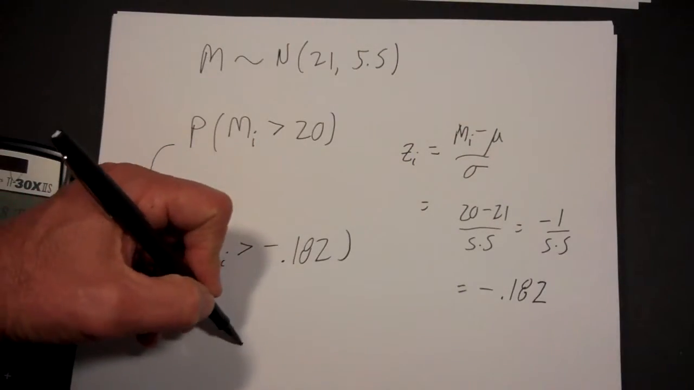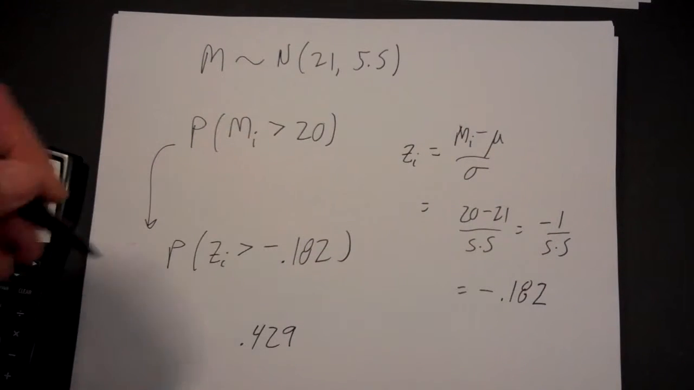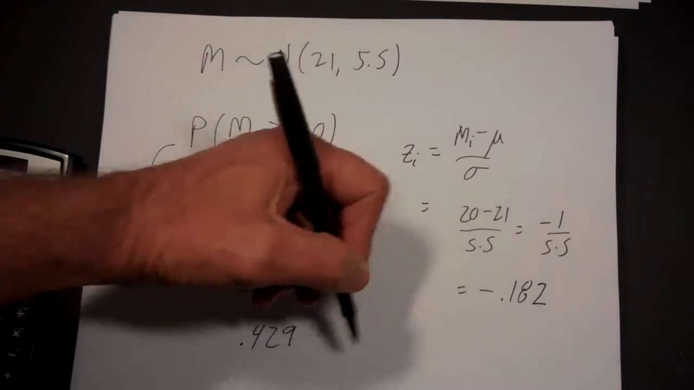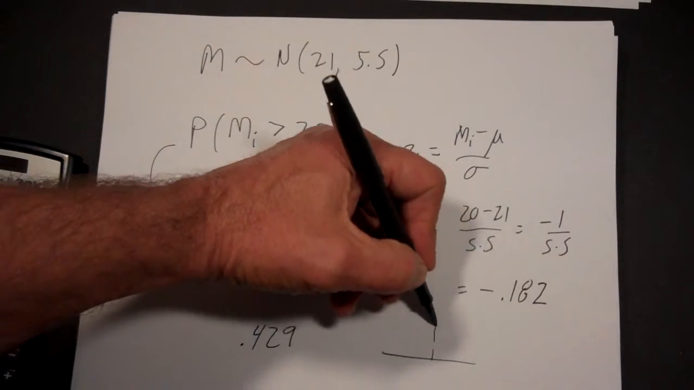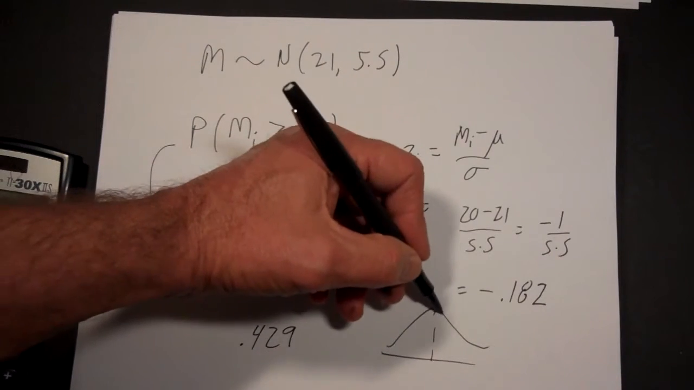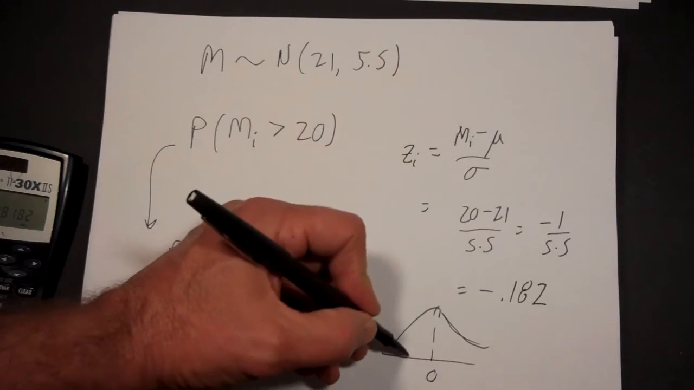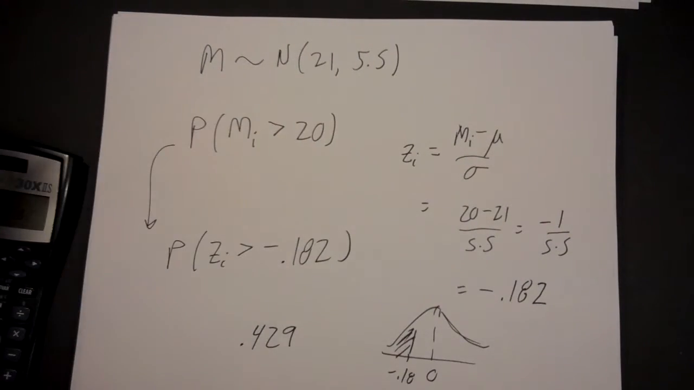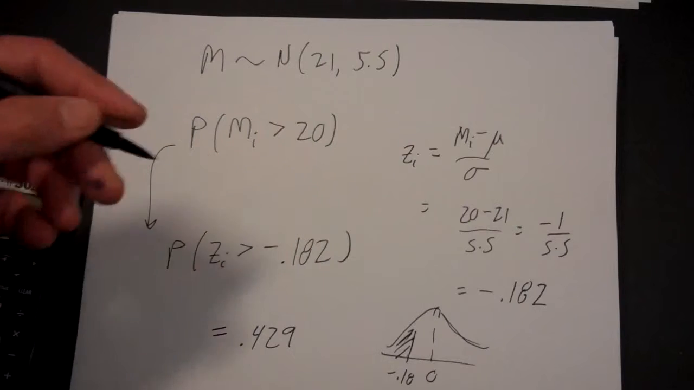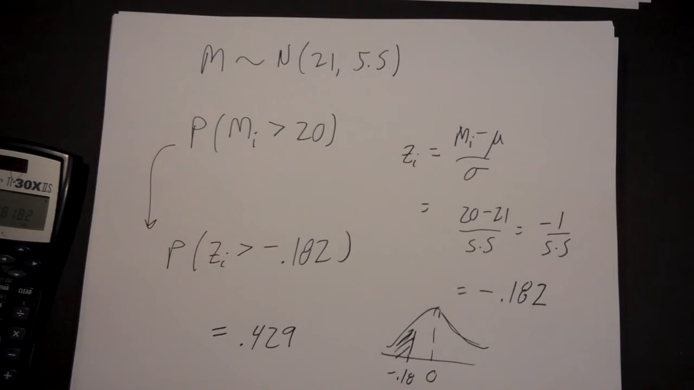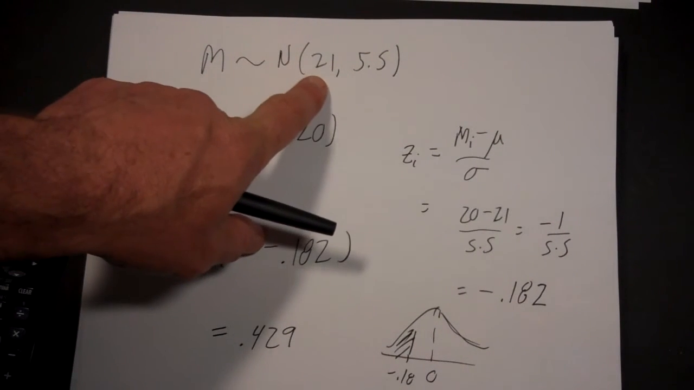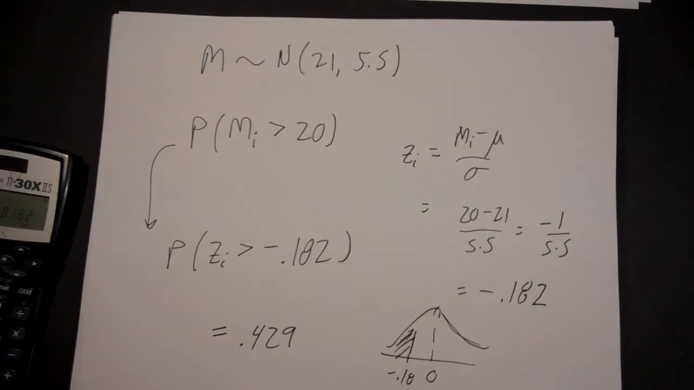So that's 0.429. Let me think about whether I want to use 0.429 or 1 minus that. I want to find the probability that it's greater. Here's your distribution, 0. This is minus 0.18. You're finding the area to the right, and the table gives you the area to the left, so you'd take 1 minus that. In other words, you have about a 57.1% chance of getting a value greater than 20 when your random variable is normally distributed with a mean of 21 and standard deviation of 5.5.